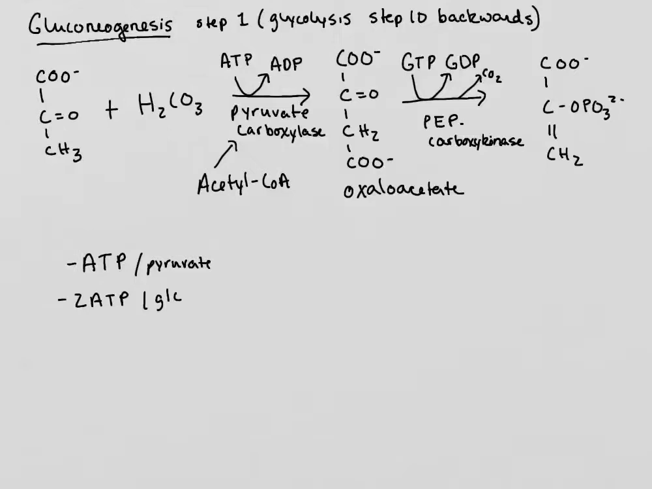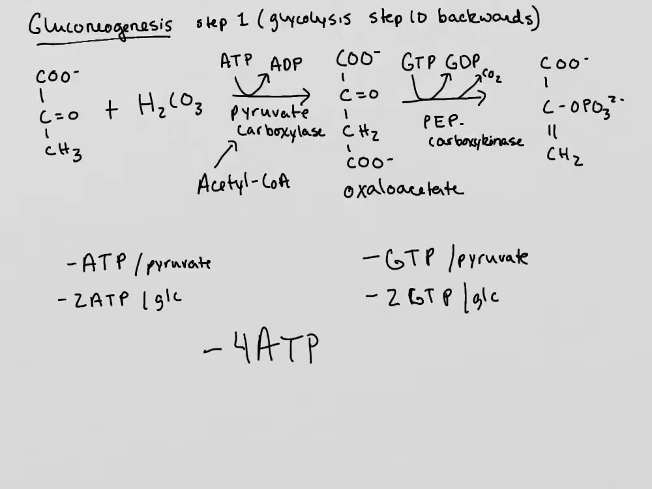Let's make sure we completely balance our bank account. So now we have another ATP equivalent in the form of GTP that is invested. And if we're considering this in terms of per glucose, it's the equivalent of 2 GTP per glucose. So essentially it's like we have already invested the equivalent of 4 ATP at this point, after only one bypass reaction to get us back just literally one step.